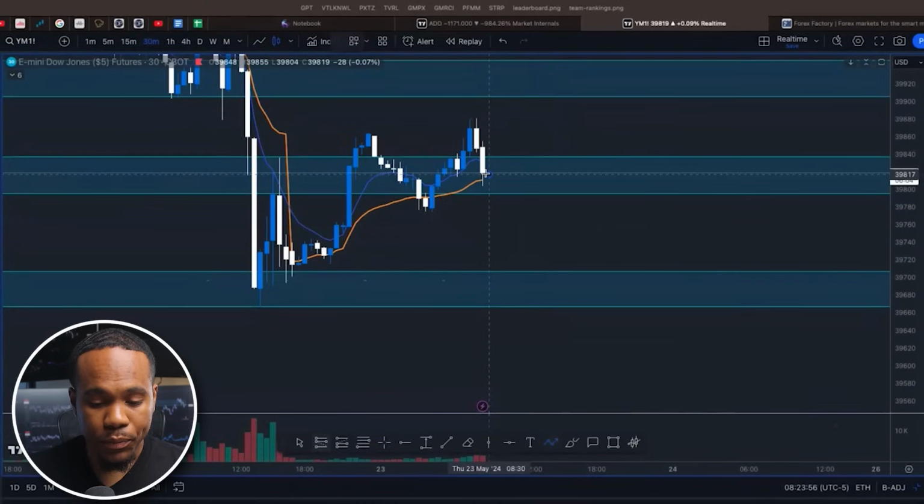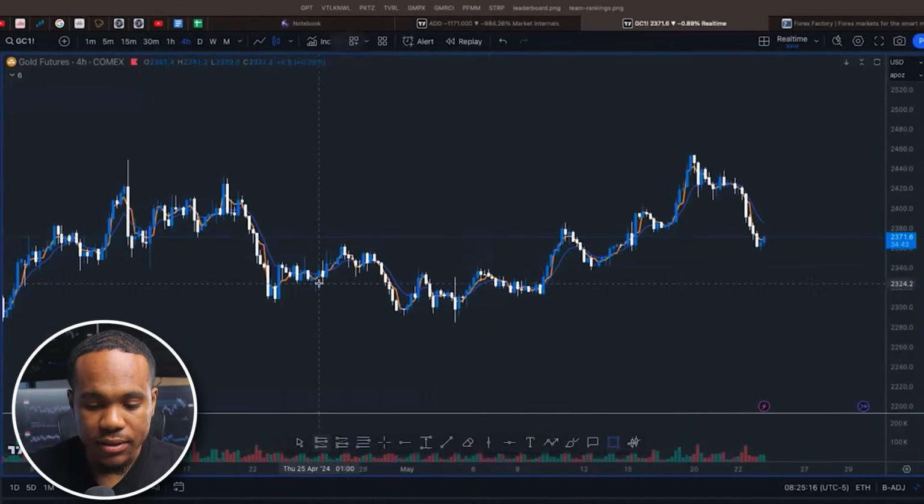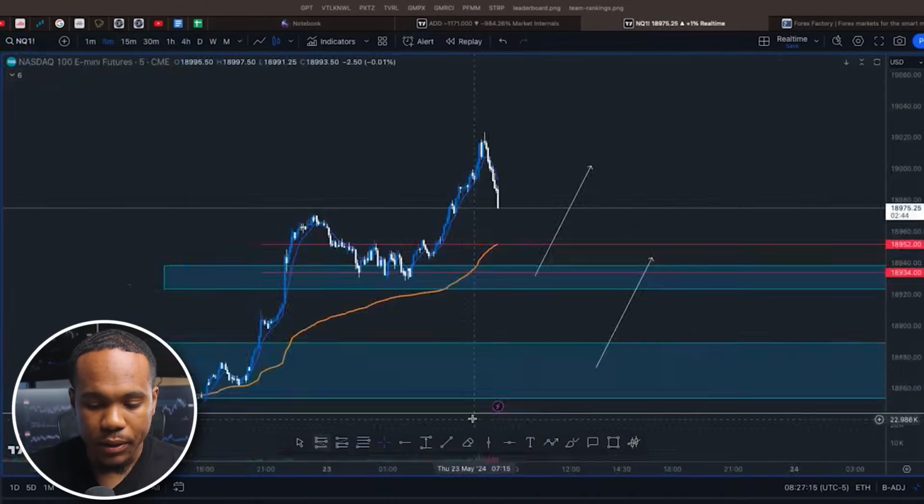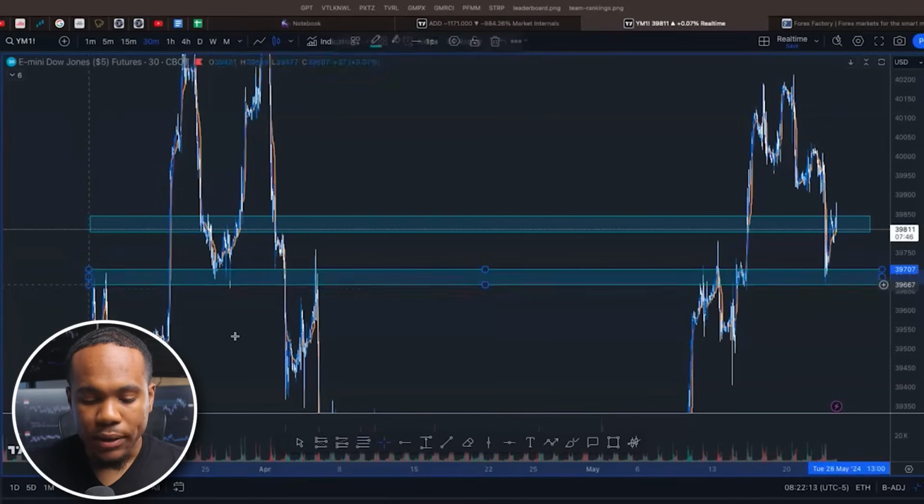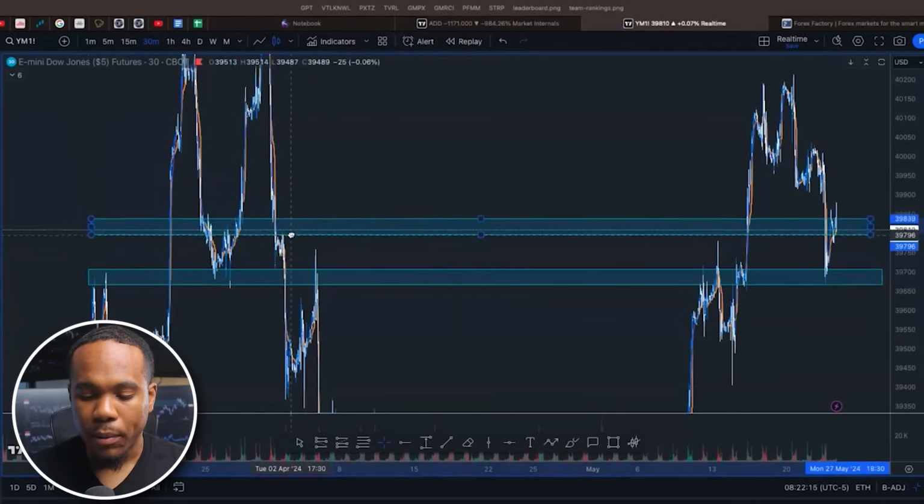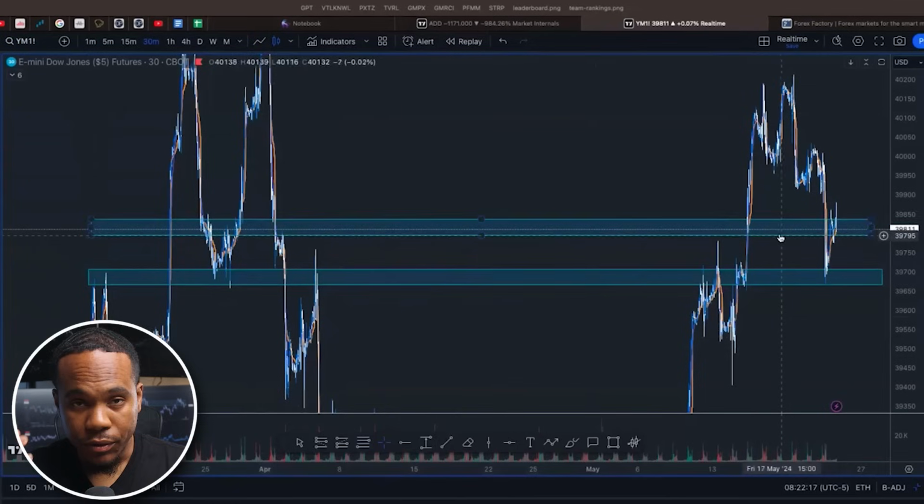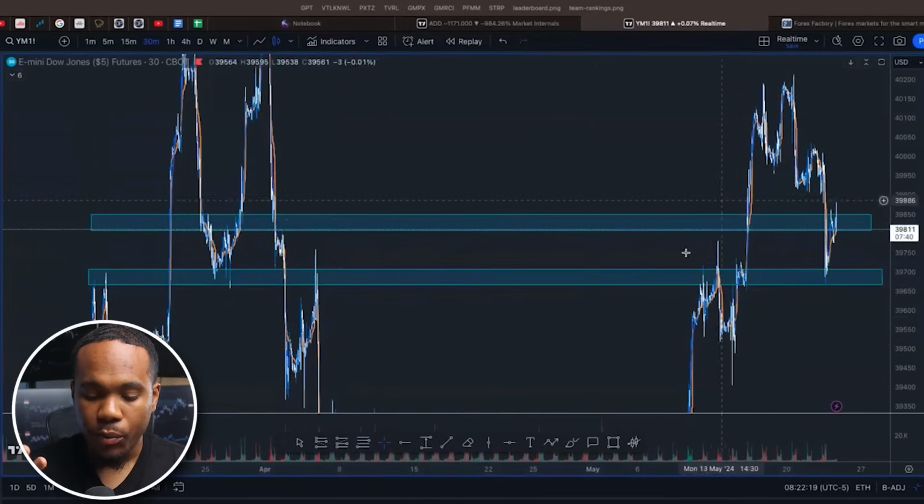Okay. So what I was looking at for indices at the time before the market opened, I had two scenarios. I was looking for a pullback and then a push to the upside on NQ, looking for a pullback to either one of these zones because I was overall bullish. So I'm marking up my charts, marking up my zones, and I had a few scenarios, right, where the current price was at.